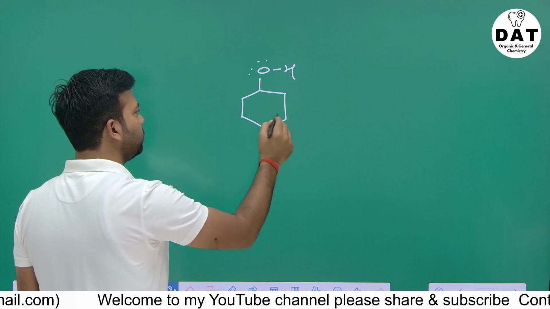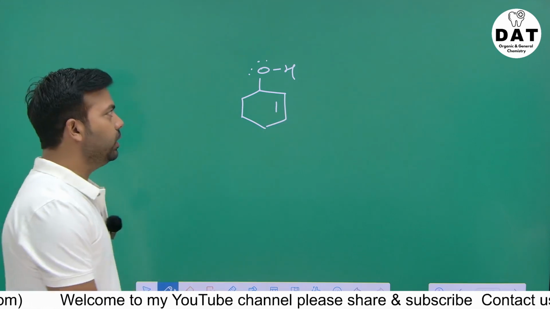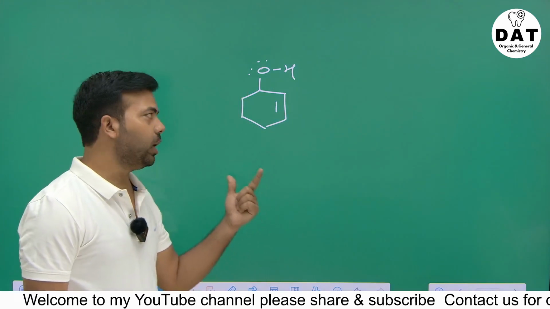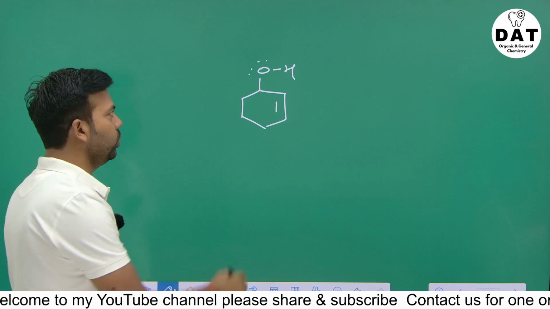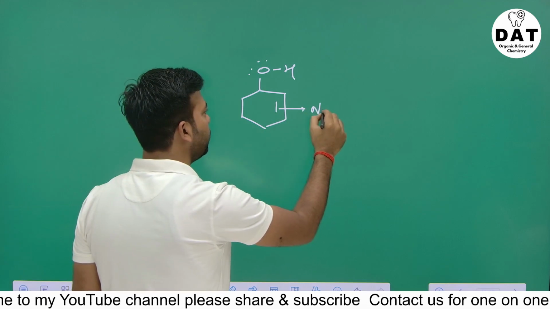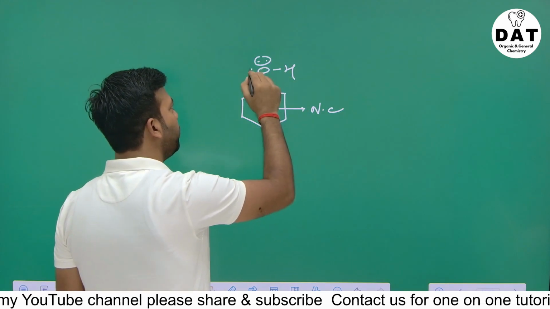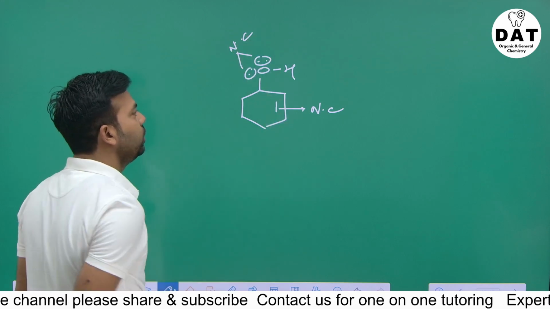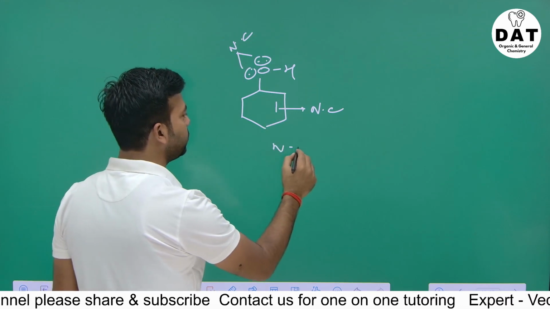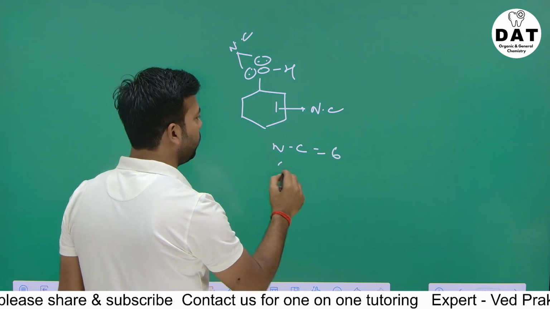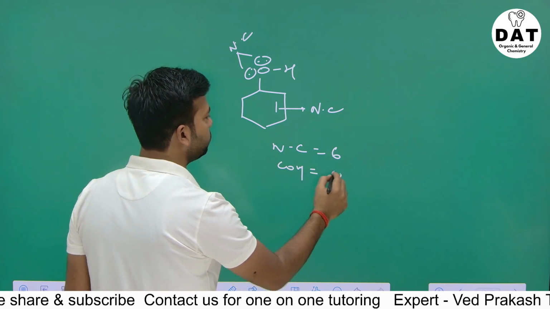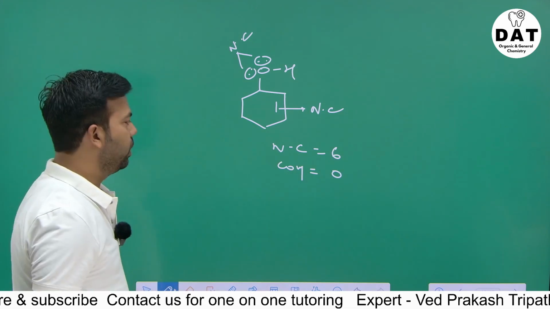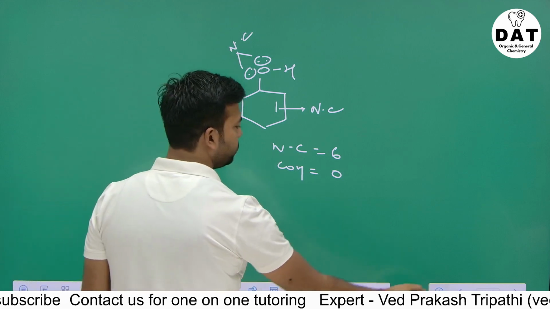Look at this one. In this case, the lone pair and double bond are not in alternate. So this is non-conjugated, and both lone pairs are non-conjugated because they are not in alternate. So non-conjugated is 6 and conjugated we have 0. Clear? Now second note point.